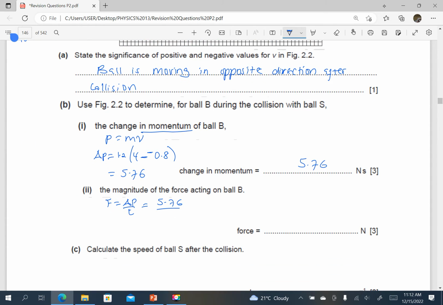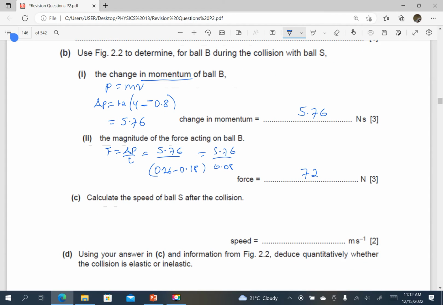So we divide by 0.26 minus 0.18. That is the time of contact, which is 5.76 divided by 0.08. When I press my calculator, this is going to be 72 newtons. So the force is 72 newtons.